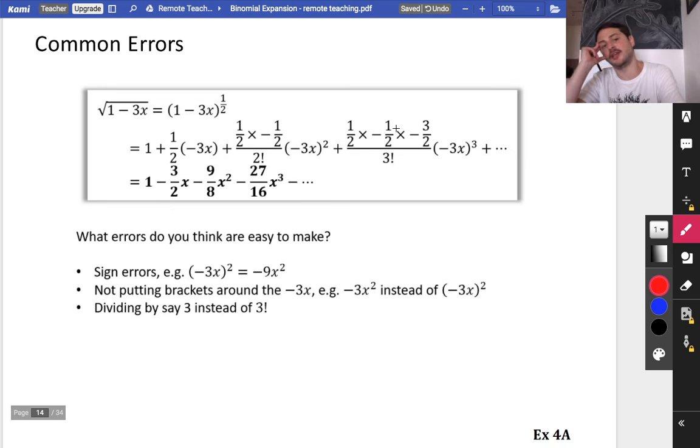So common errors that people might make here. What are the errors that people might make a mistake of? So sign errors. They might forget that when you're doing a negative squared, you get a positive. Not putting brackets around the minus 3x, so that when you square it, you might write minus 3x squared instead of minus 3x all squared, to remind yourself it's squaring this and it's squaring this. And sometimes people make a mistake of dividing by 3 instead of 3 factorial, which is just 3 times 2 times 1, which is just 6. Those are the most common mistakes that people make.